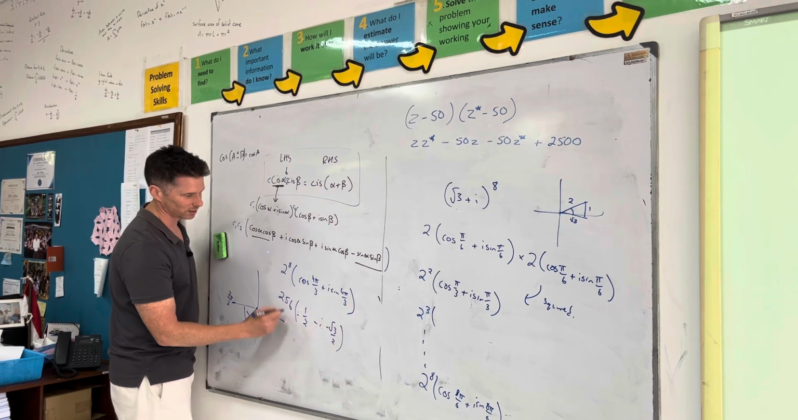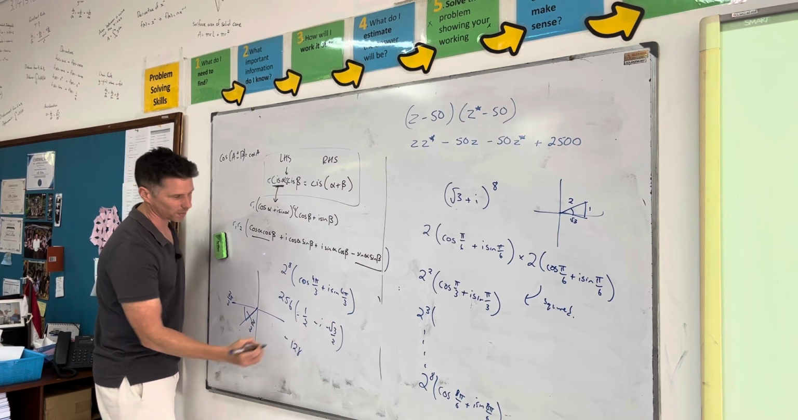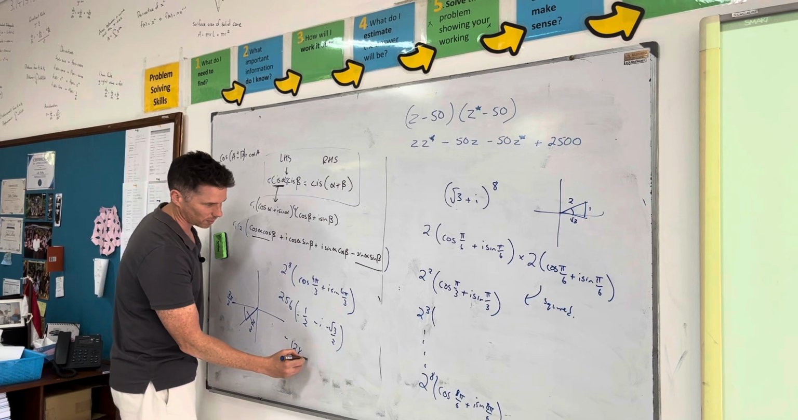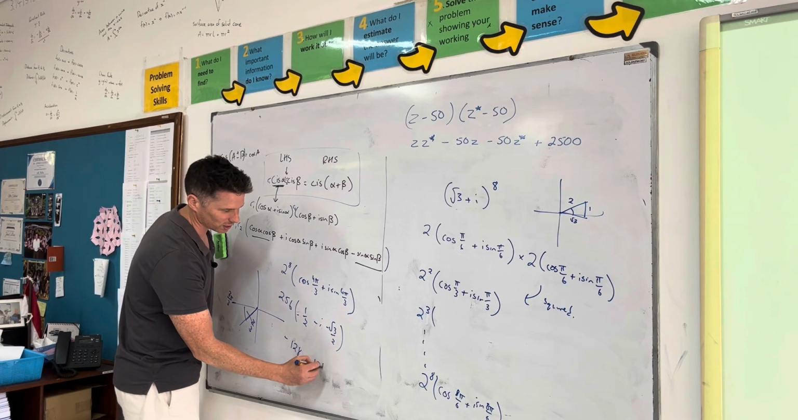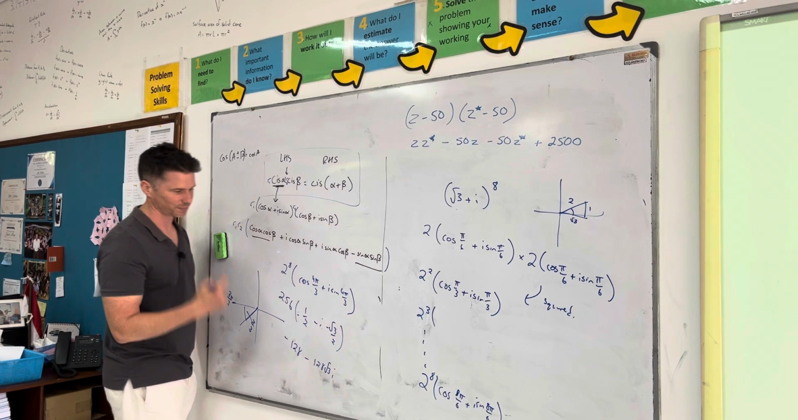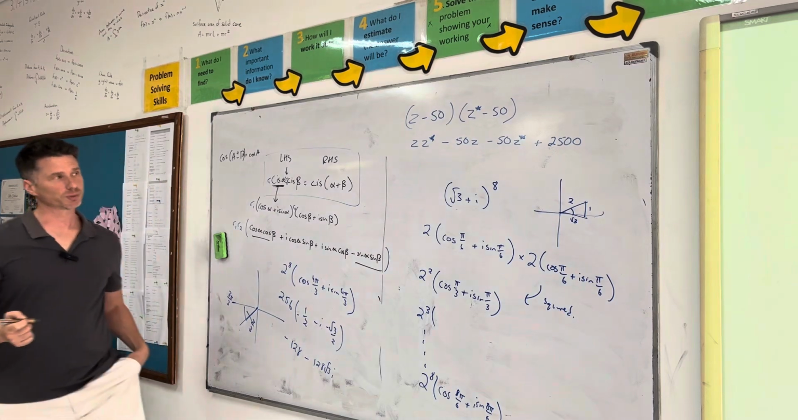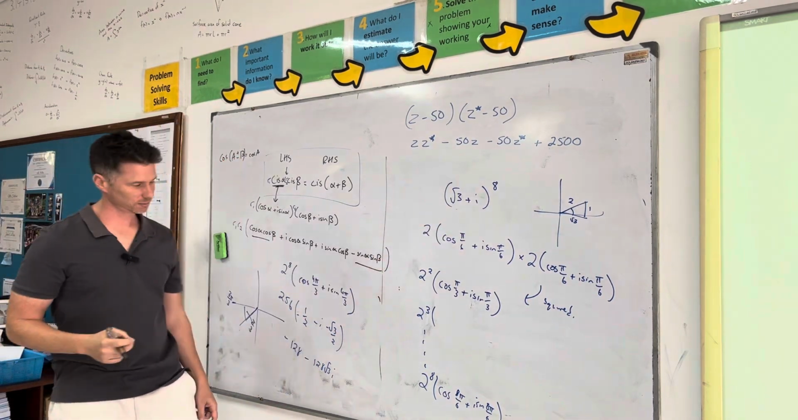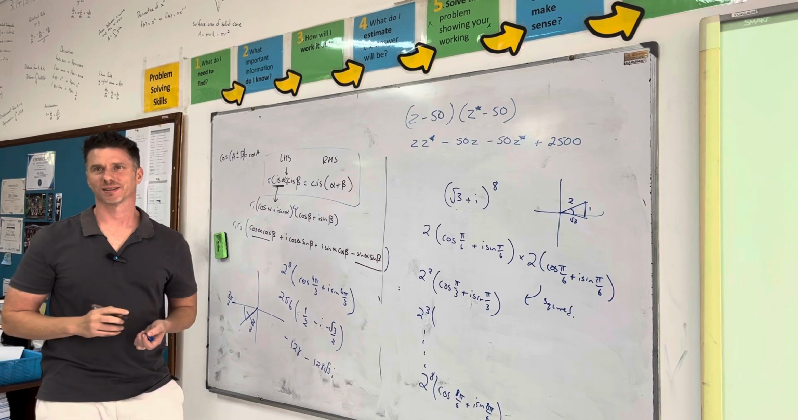Multiply these two together. This is where the 128 was coming from. Minus 128 and minus 128 root 3 i. So we were able to multiply that to the power of 8 quickish. That might have been a rush.